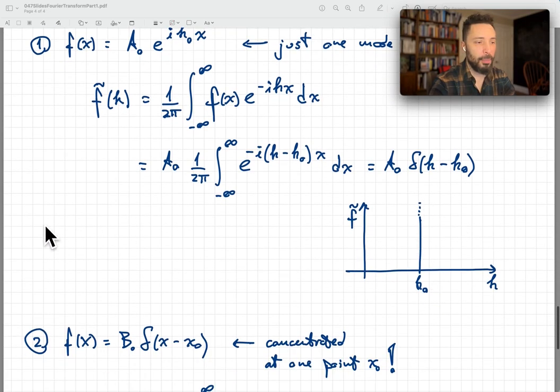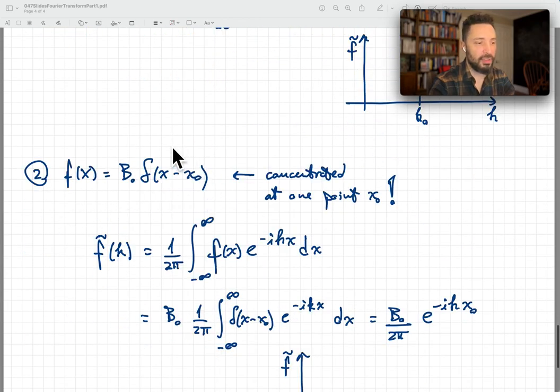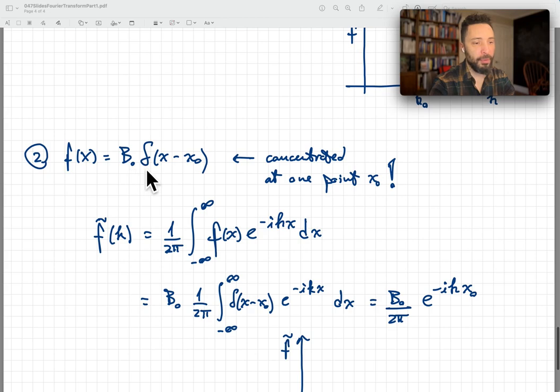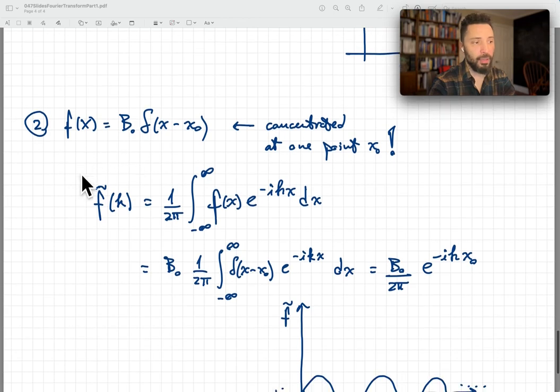Now let's see what happens in the opposite case. What if we propose f of x to be just the delta? So now f of x is concentrated at a particular point in space times some amplitude b0. So it's completely concentrated at one point x0 with this amplitude or weight b0 if you want. And now we calculate its Fourier transform. What does f tilde of k look like? Well, let's do the integral.